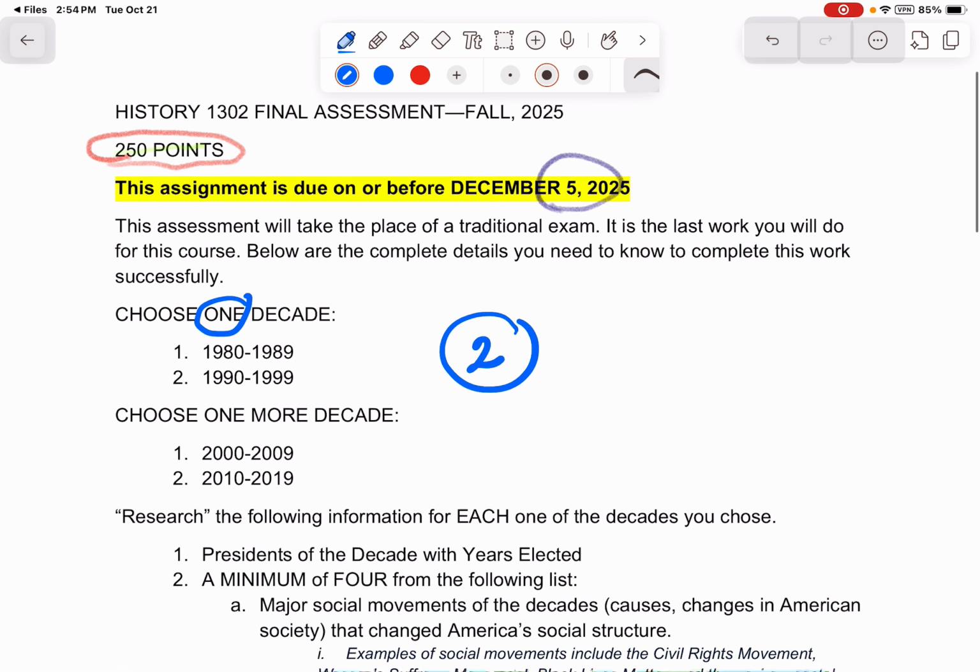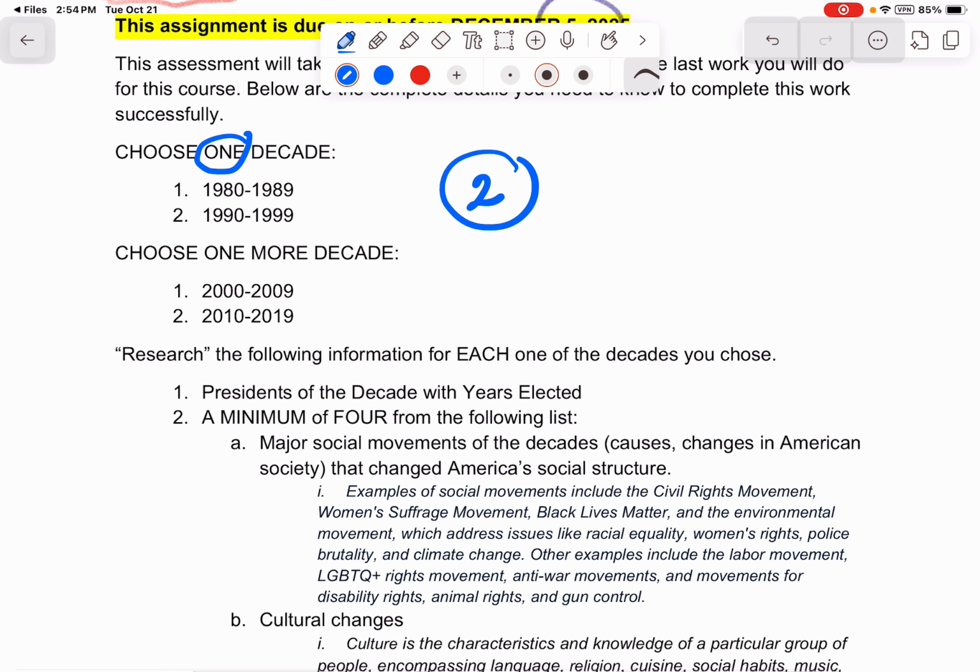Now, as you start this assignment, there's going to be a lot of Googling. There's going to be a lot of probably questions that you have. And so I want to walk you through and give you some important pointers. So the first thing it says to research the following. Now, of course, in your world, that means to Google. It means to stay away from Wikipedia. Okay?